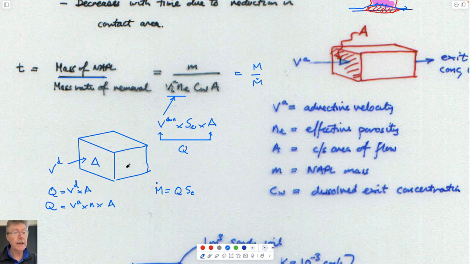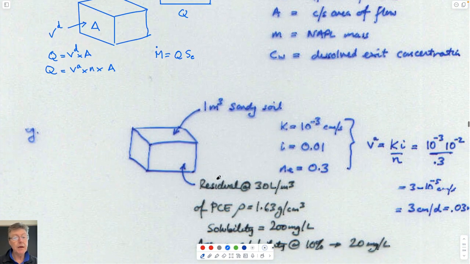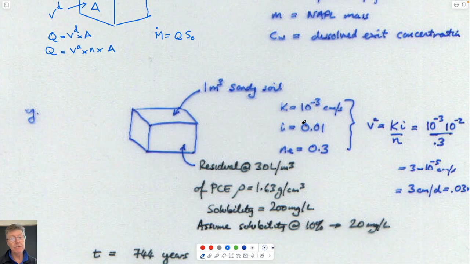And so if you know all of those, you can calculate how long it takes to remove it, if you are so inclined. If you come up with some numbers to put on this, if you have a cubic meter of sand, if you know what the hydraulic conductivity is, if you know what the hydraulic gradient is, 1 in 100, if you know a reasonable porosity, which might be 30%, you can calculate the advective or Darcy velocities just from hydraulic conductivity, porosity, and hydraulic gradient. This is just Darcy's law. Velocity is equal to hydraulic conductivity times dH/dx. That's all this is. And it comes out to be 3 centimeters per day.